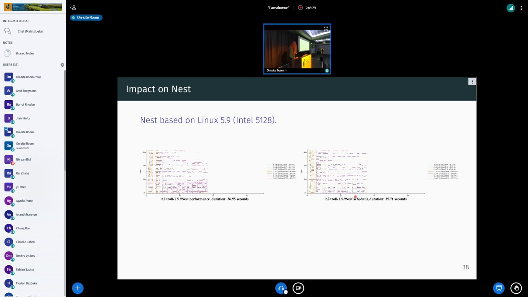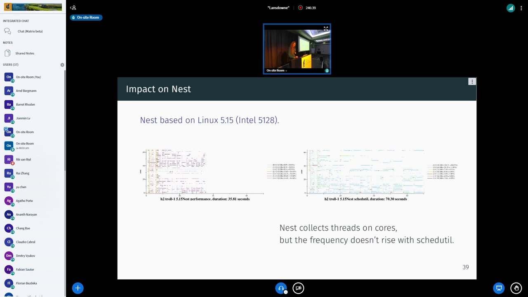The performance and Schedutil are about the same, but now we can use Schedutil, so we get lower frequencies being used at the times when we're not actually doing very much. So perhaps that's a benefit. But I also implemented Nest in 5.15, and then the results were quite disappointing. With performance, everything is quite fine. Its performance is exactly what we were at before. This is a little bit faster, but might not mean anything.